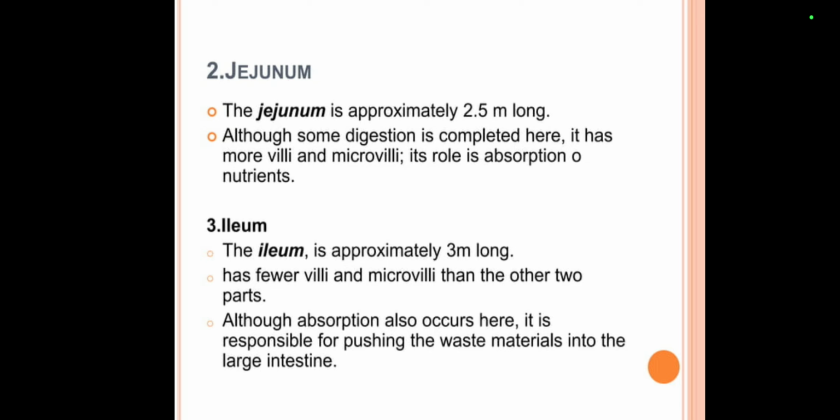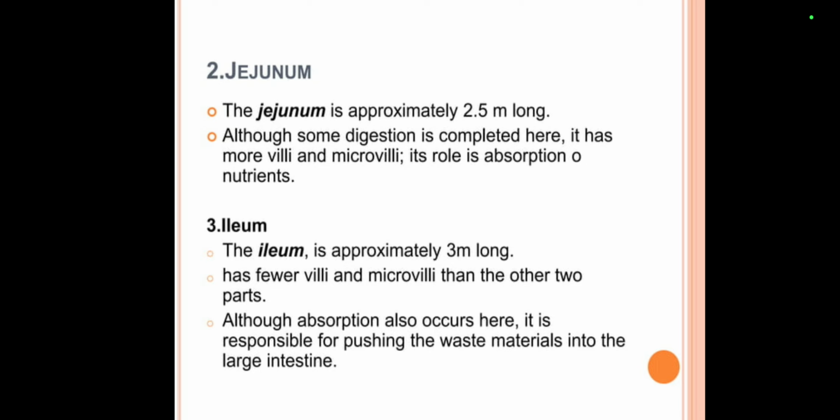So the major function of jejunum, since it is the middle part of the small intestine, the process of digestion is already done in the first part, which is the duodenum. Here, it helps only to further digest food coming from the stomach. So that is the help of jejunum to duodenum.